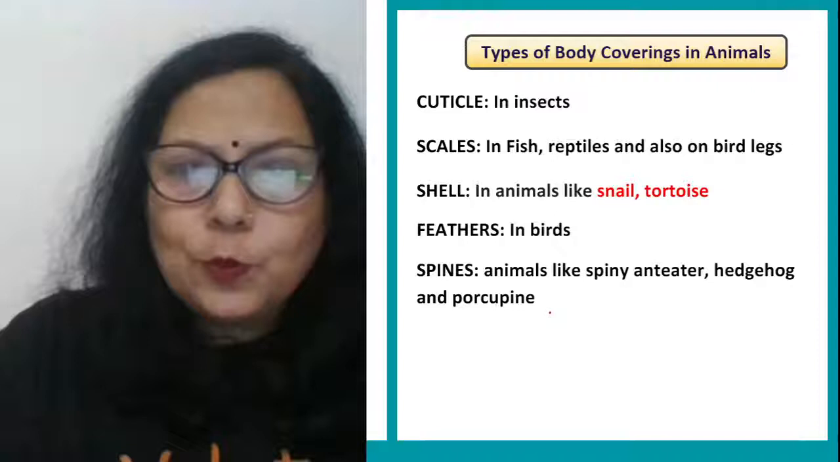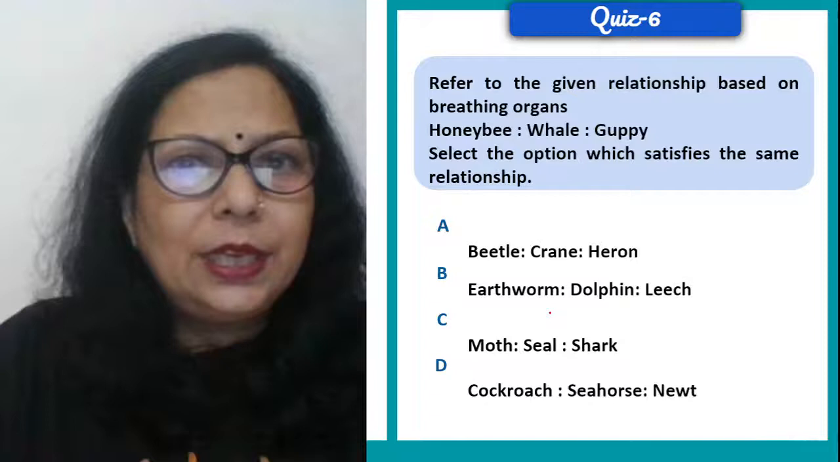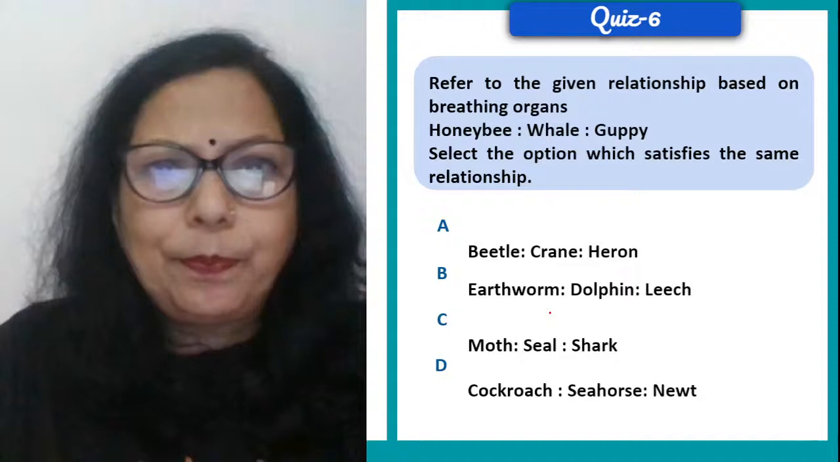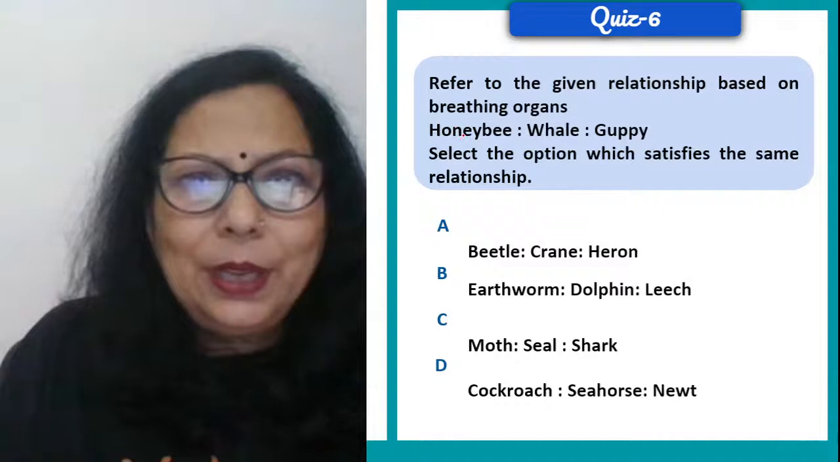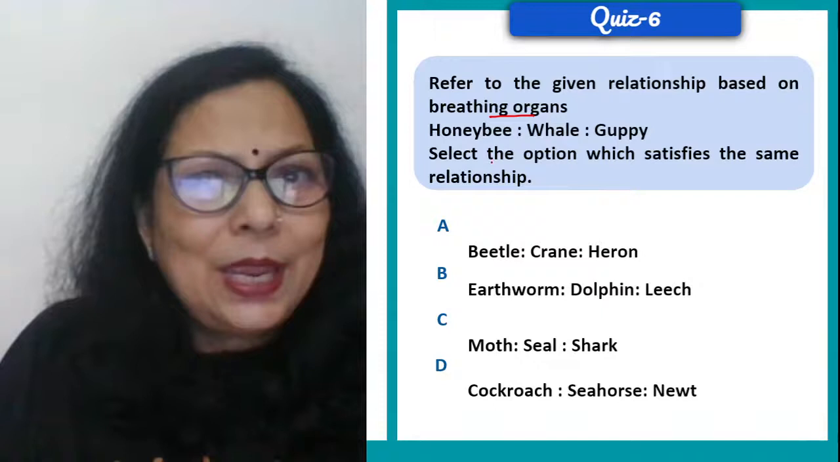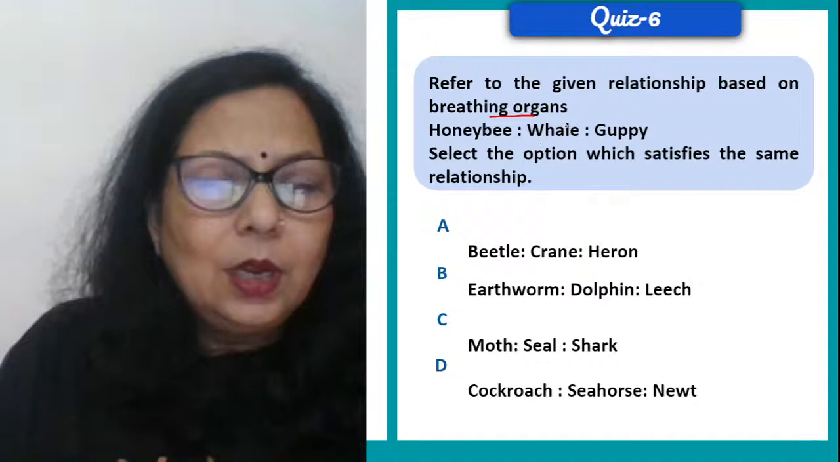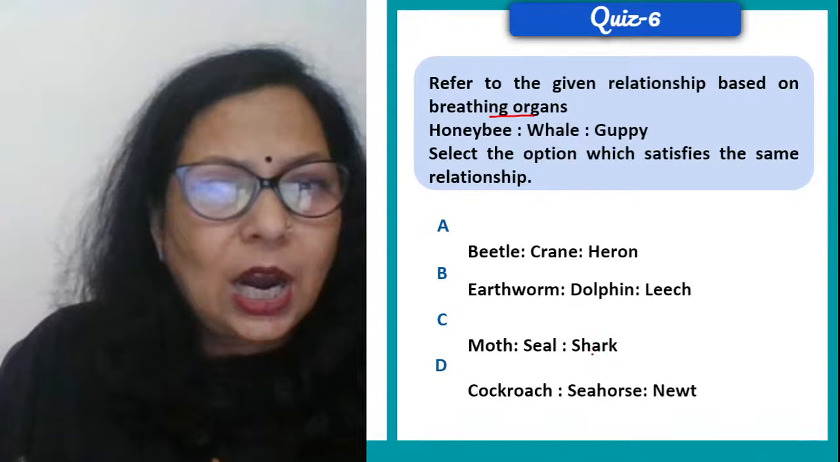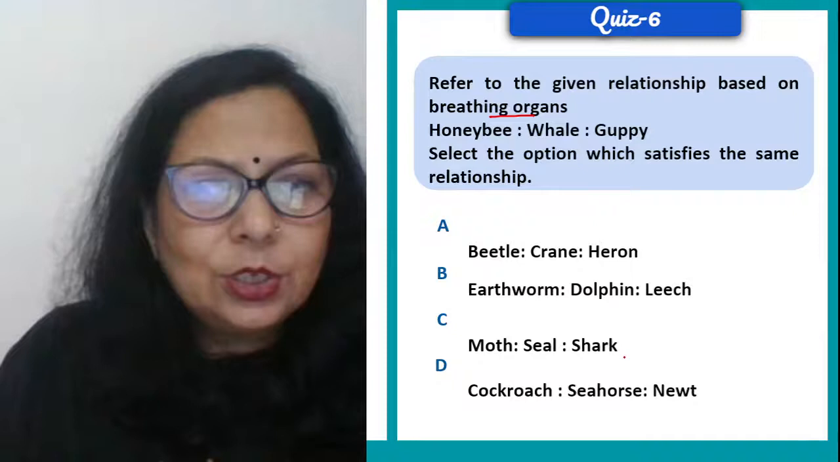Refer to the given relationship based on breathing organs. Honeybee, whale and guppy. Select the option which satisfies the same relationship. Honeybee is the same depending on breathing organs. Does the honeybee have the same breathing organ as beetle, earthworm, moth or cockroach? Whale breathes through what? Crane, dolphin, shark, seahorse. Guppy: heron, leech, shark and newt.